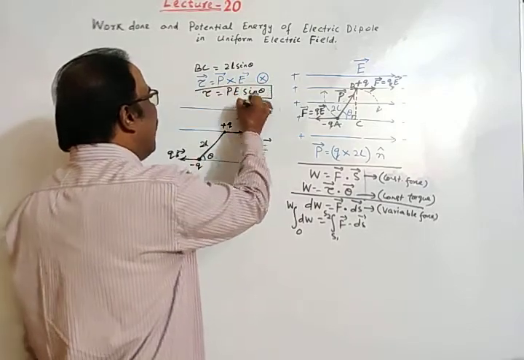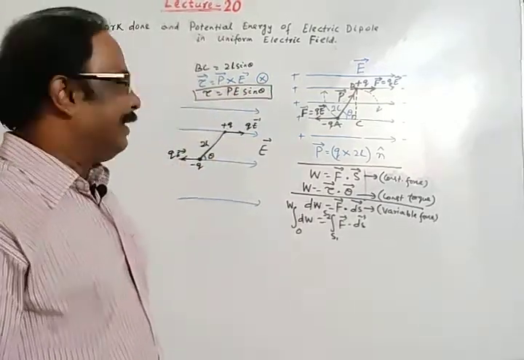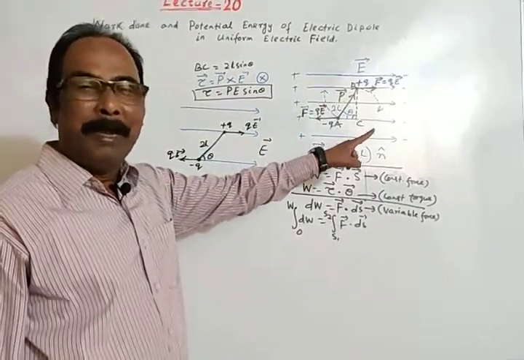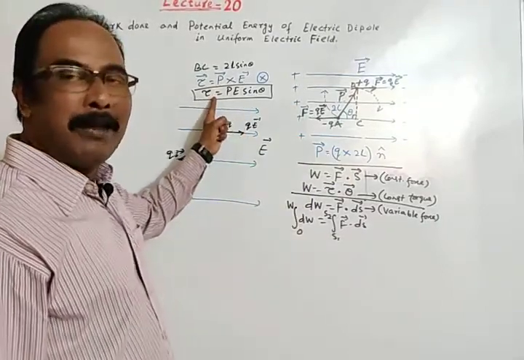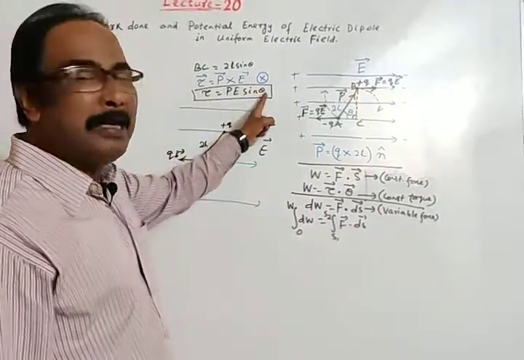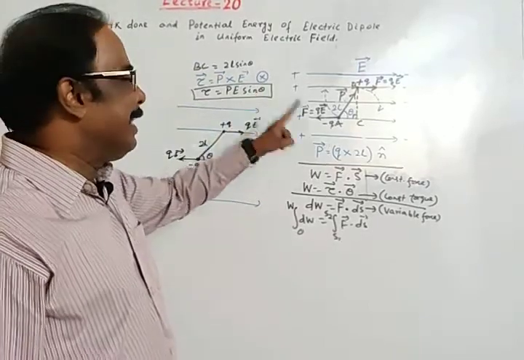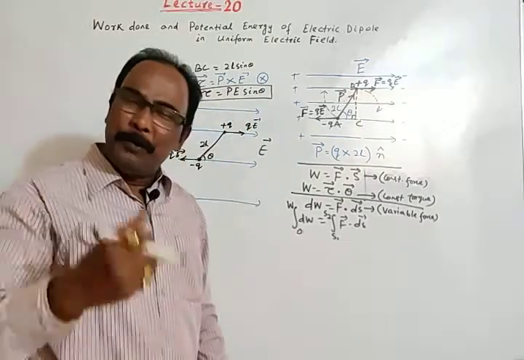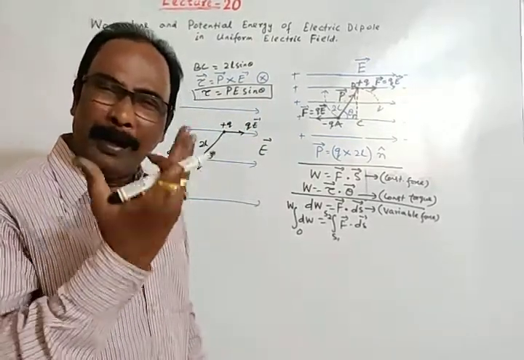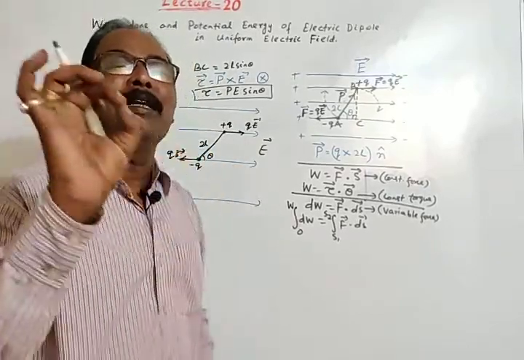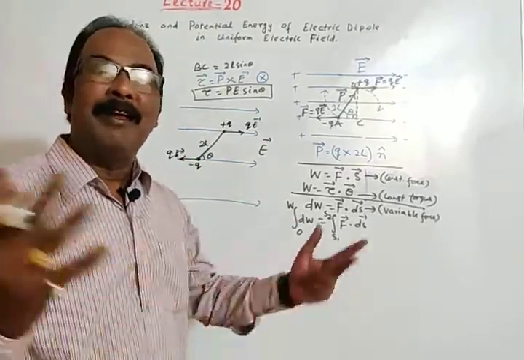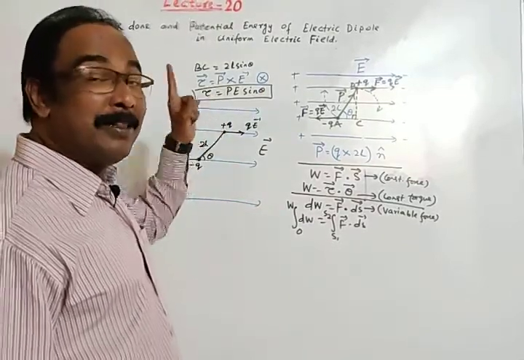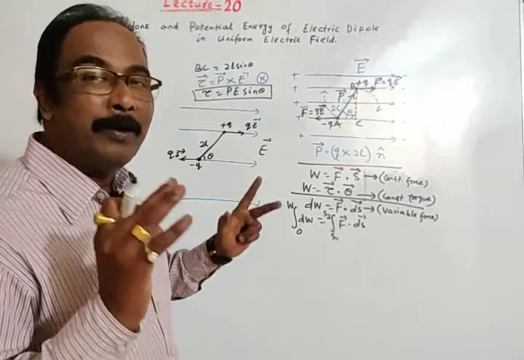As observed in this case, if a dipole is placed in a uniform electric field, torque is not constant. Torque depends upon theta, and theta is not constant. The dipole may rotate from one position to another position. When the dipole is rotated from one position to another, theta changes. If theta changes, then torque changes. Then this is the case of variable torque.